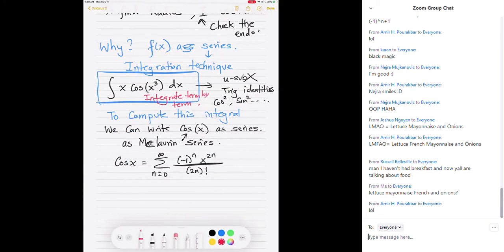So tell me now, if cosine x is this, what will be cosine of x cubed? I don't want the answer. I want to know, how are you thinking? How will you get this? If this is cosine x, what is cosine of x cubed? What should I do?